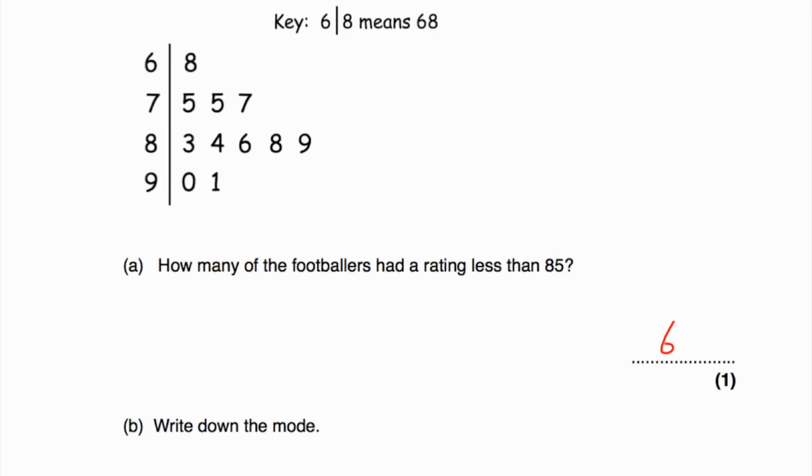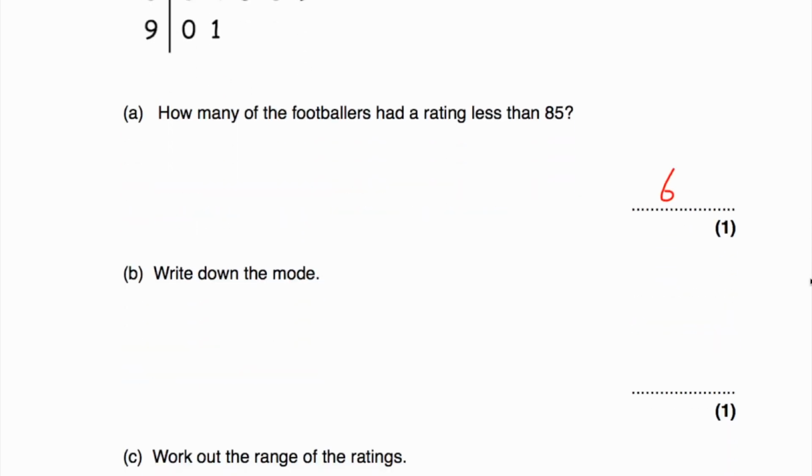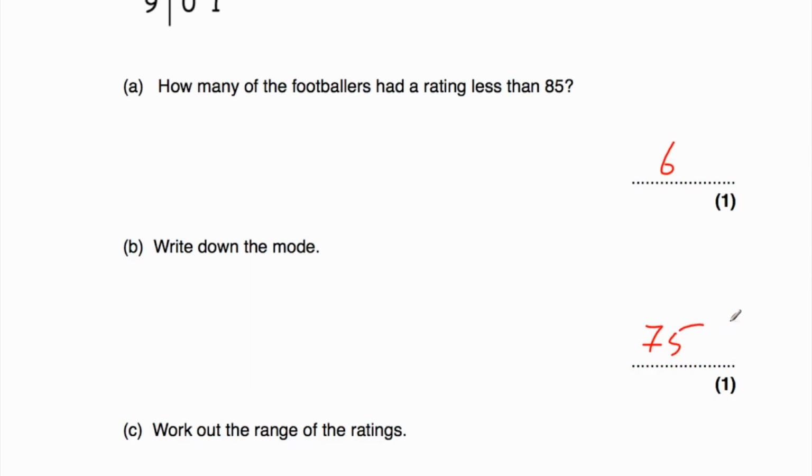Okay, part B. Part B says write down the mode. So the mode is the most common rating, so the most common number. And if we have a look, we had 68, 75, 75. So we've got 75 twice. And no other number appears twice. We've got 77, 83, 84, 86, 88, 89, 90 and 91. So 75 appeared twice. So that means the mode, the most common rating, is 75.